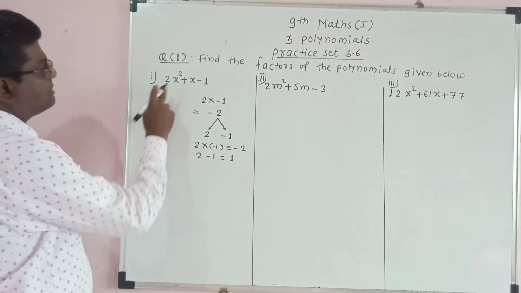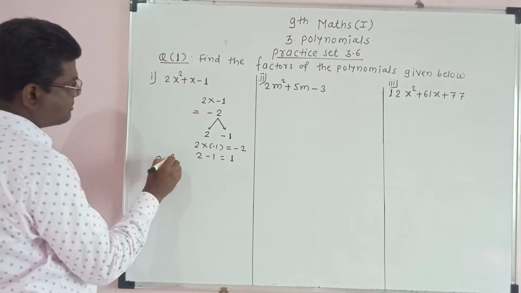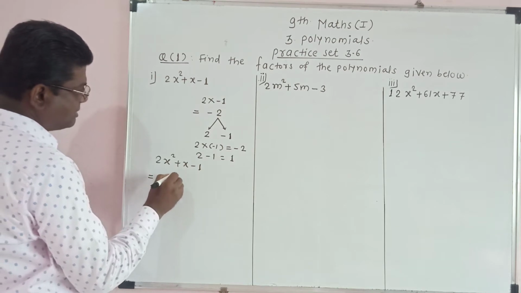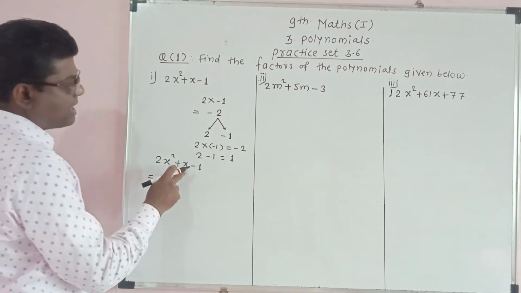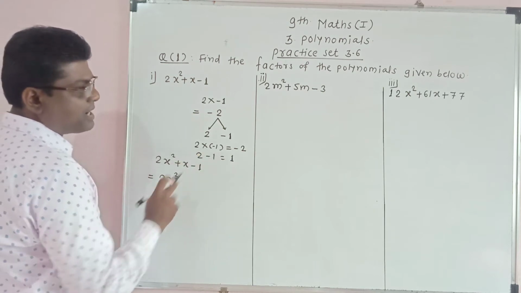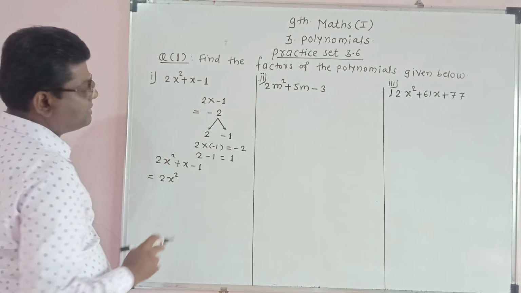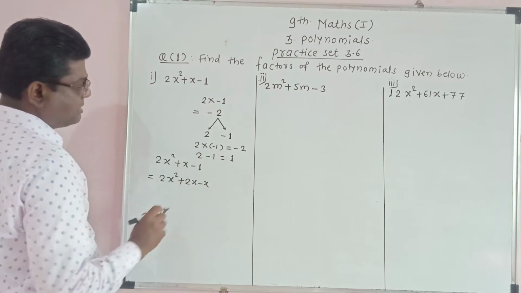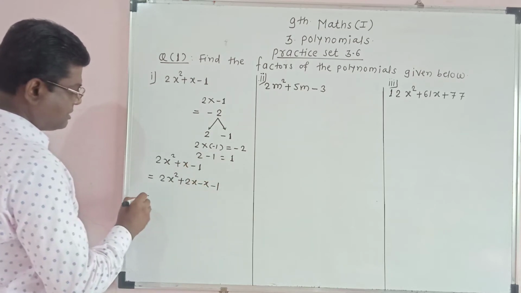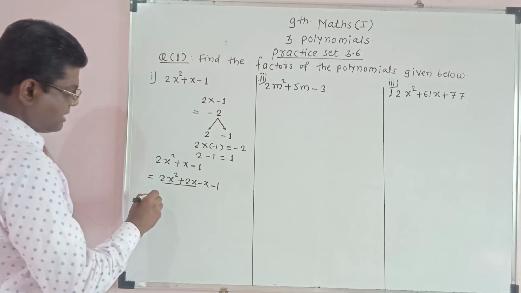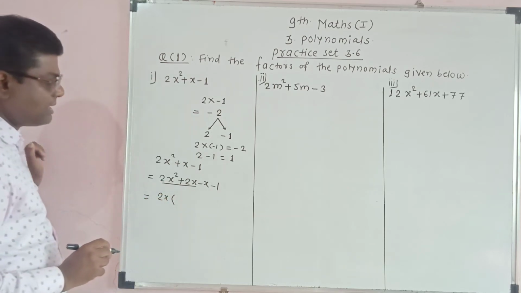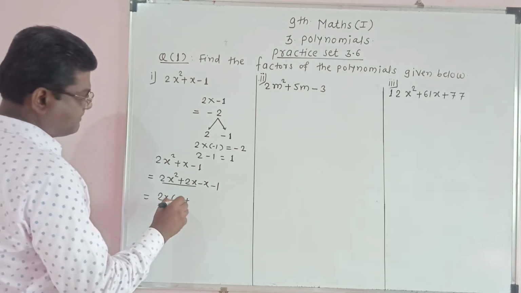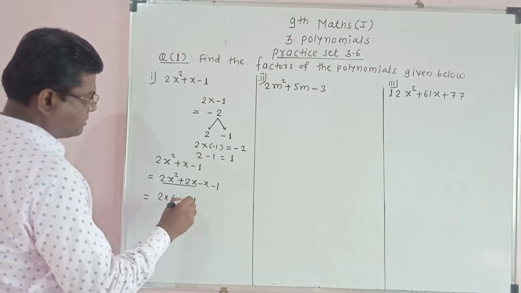Now let's solve this example. 2x square plus x minus 1 is equal to 2x square. Now split up this 1x in the form of 2 and minus 1. So x can be written as 2x minus x, minus 1. From these two terms we can take 2x common. So in bracket 2x square upon 2x, that will be x, plus 2x upon 2x will be 1.